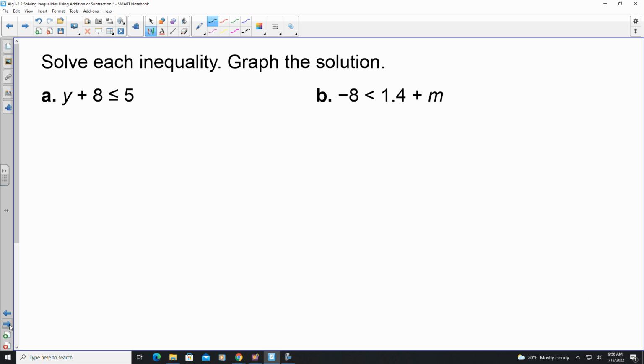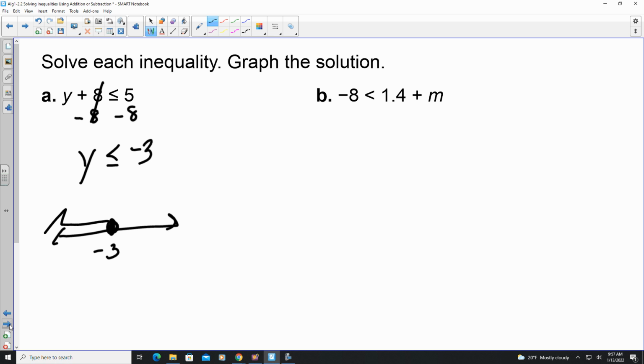Here I have y plus 8 is less than or equal to 5, so I add -8 to both sides. This gets canceled. I have y is less than or equal to -3 in this case. I got my graph, put -3 here. It's a closed circle, and the arrow is pointing to the left, so my shading goes to the left as well.